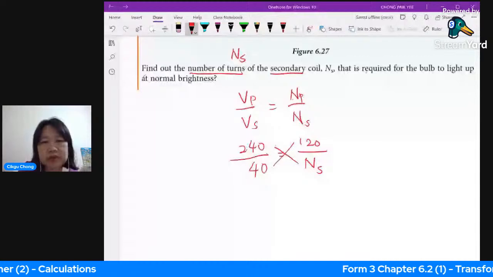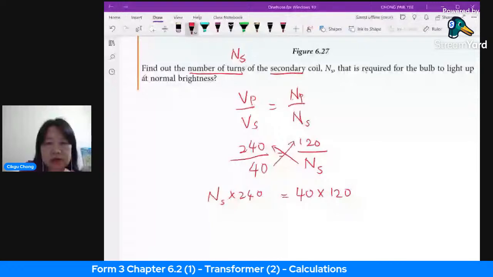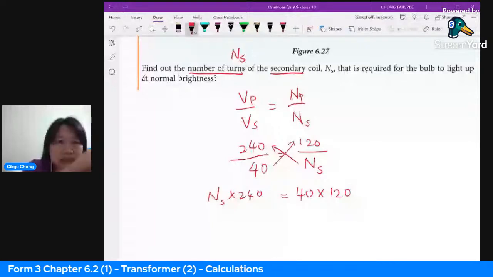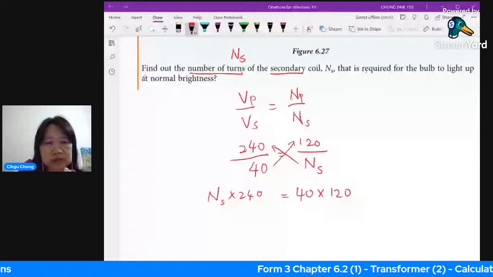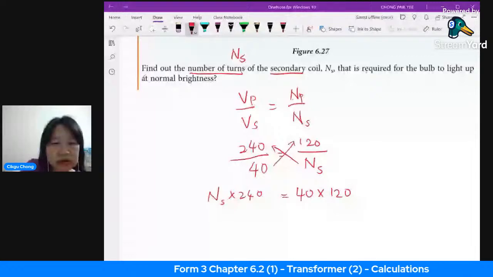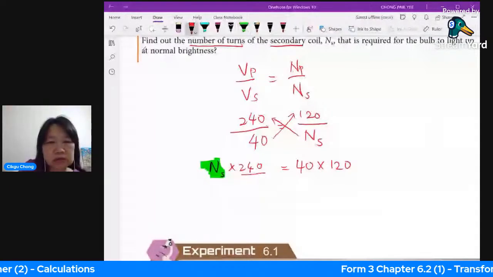Now I want to solve for NS. I want to find NS. Whatever I want to find, I leave it alone. Don't disturb this. Sorry, I want to highlight this. So I want to find NS, so I leave it alone on the left-hand side. And I throw away what I don't need. So my 240 I don't need. I need to throw it to the other side.